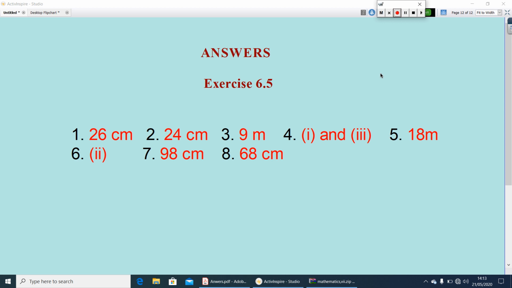Here are the answers for exercise 6.5. Do check it out. Now that's all for today's class. This chapter is finished. So have a nice day.